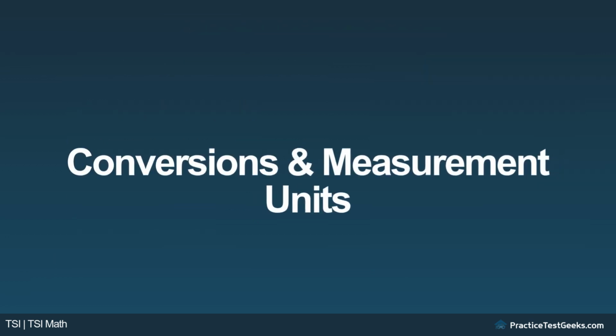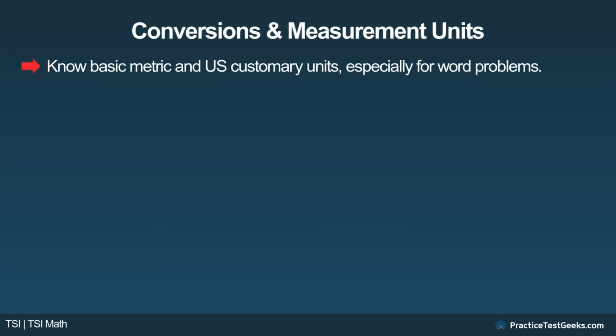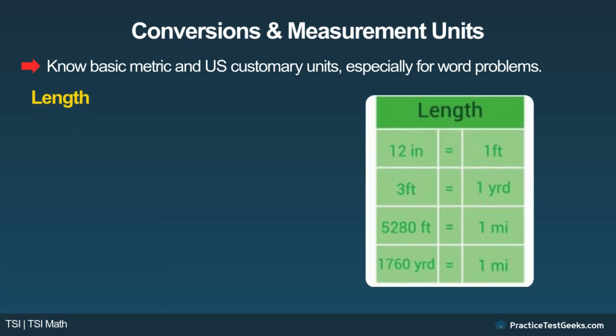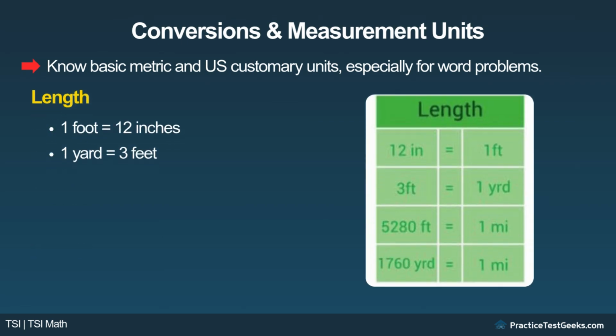Conversions and measurement units. Know basic metric and U.S. customary units, especially for word problems. Length: 1 foot equals 12 inches. 1 yard equals 3 feet. 1 mile equals 5,280 feet. 1 inch equals 2.54 centimeters.